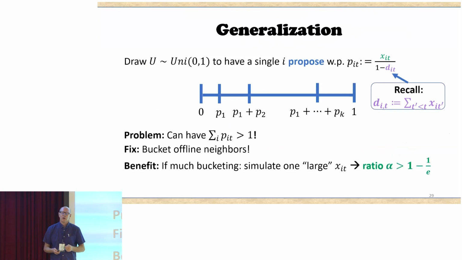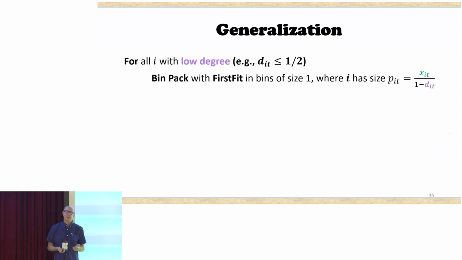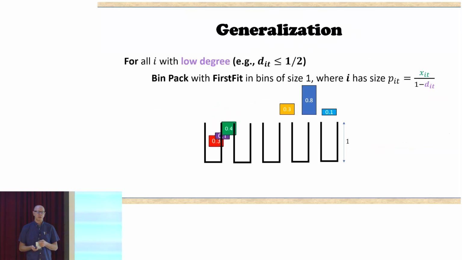aggregating them together, we'll just bucket them in several bins, and we will think of each bin as a single guy. We'll pick from the bin, and this is how we will force the existence of one big fraction and get beyond 1 minus 1 over e. So we'll just run first fit on the size on the offline vertices, where each guy has size x_it divided by 1 minus d_it. So here's a simple example.